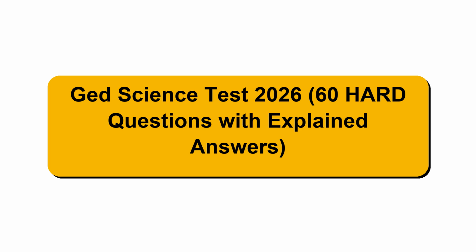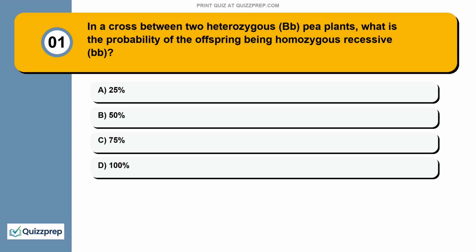GED Science Test 2026, 60 hard questions with explained answers. Question 1. In a cross between two heterozygous, Bb, plants, what is the probability of the offspring being homozygous recessive, bb? 25%, 50%, 75%, 100%.